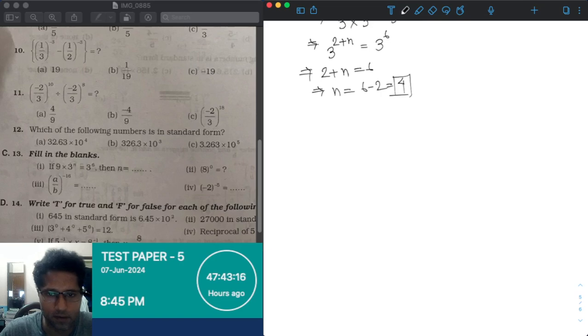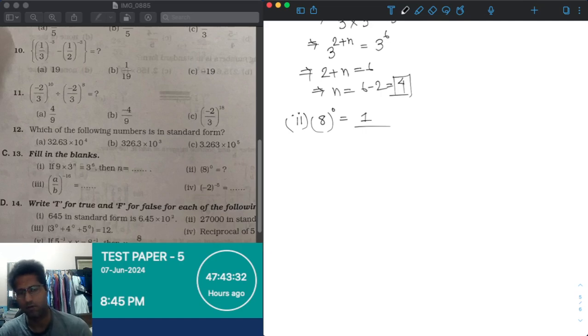Part 1 done. Part 2. It is saying 8 to the power 0. This is absolutely easy. Any non-zero number to the power 0 is always 1. Okay.